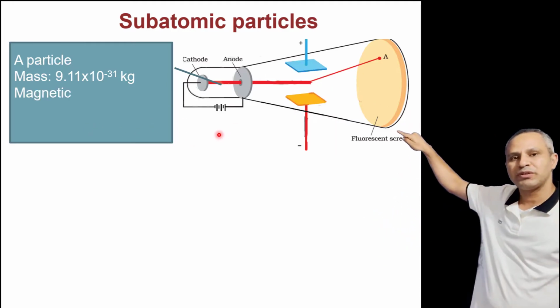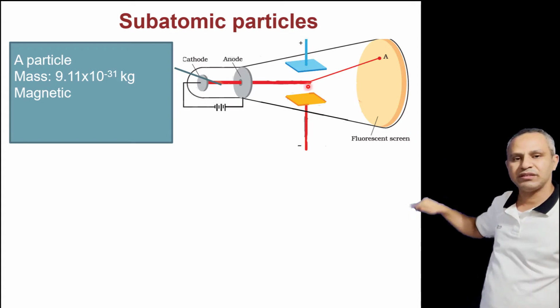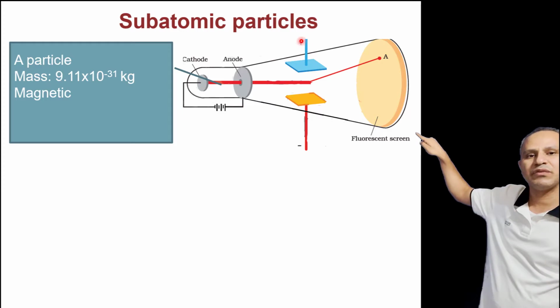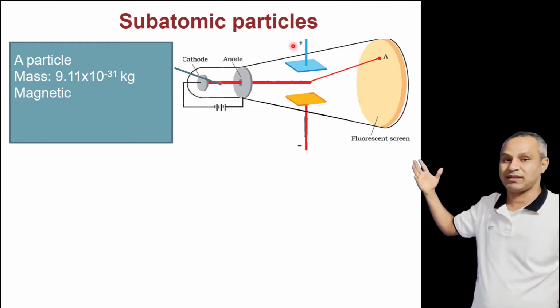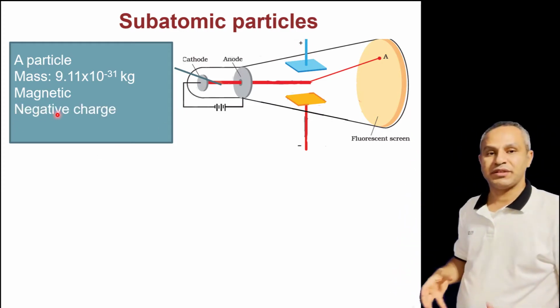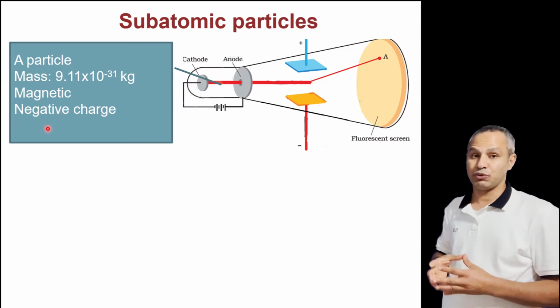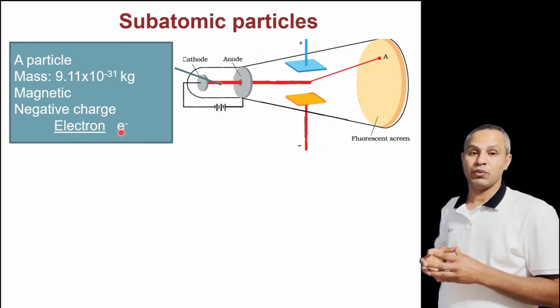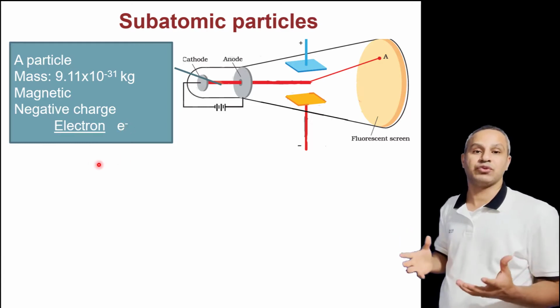Also, if we put an external electric field, we observe that this beam gets attracted to the positive electrode, which means these particles are actually negatively charged. That was the discovery of the first subatomic particle, which we called an electron. Give it the symbol of an e with a negative charge indicating the negative charge of the particle.